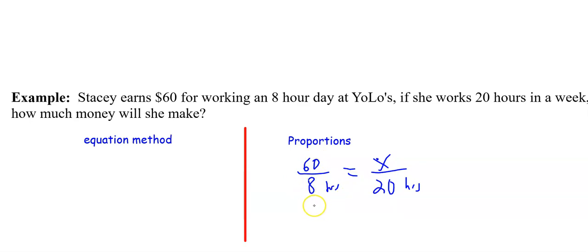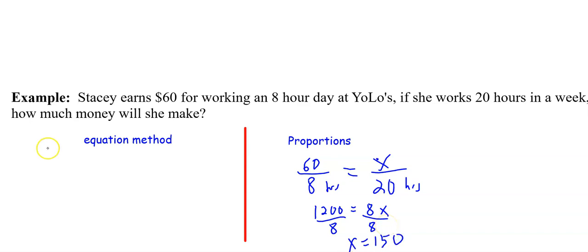I think it gets 1200 there equals 8x, divided by 8, divided by 8. Let's see, 150. So x equals 150, I think.